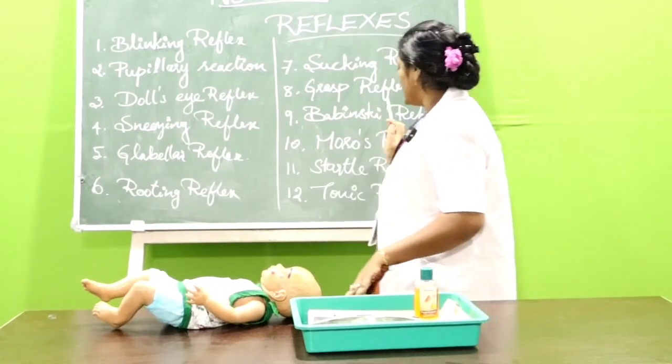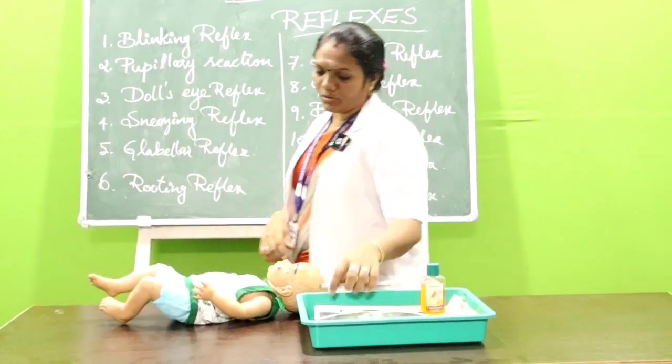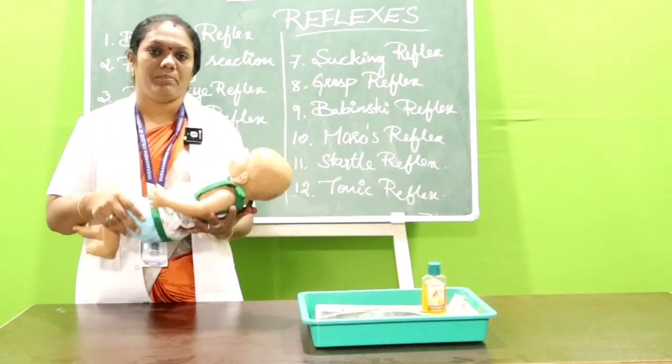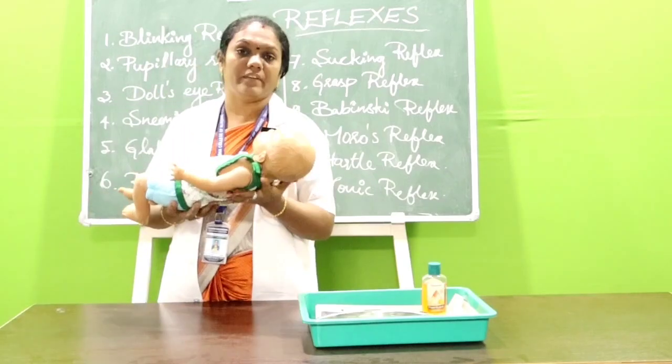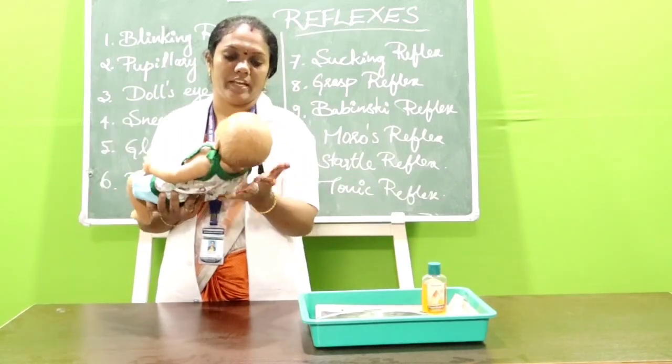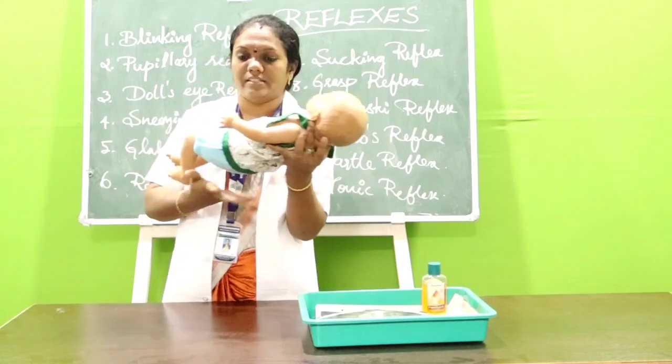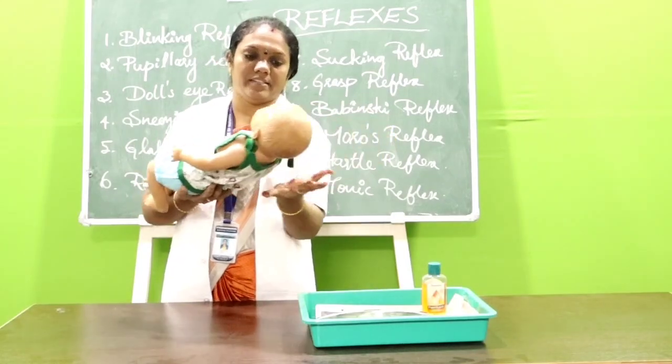Okay, the next one is the Moro reflex. Moro reflex means we need to take the baby in the supine position, giving support with one hand to the head and back of the baby, and the other hand at the back of the baby. Okay, one hand is at the head.